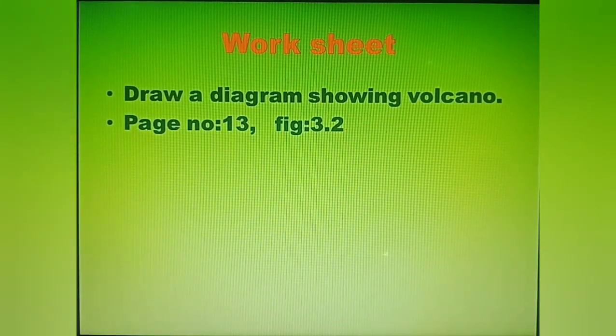Worksheet. You have to draw a diagram showing a volcano, that is in your textbook, page number 13, figure 3.2.